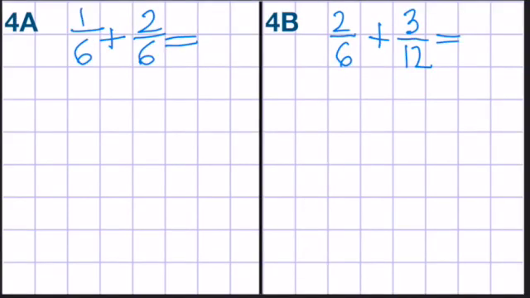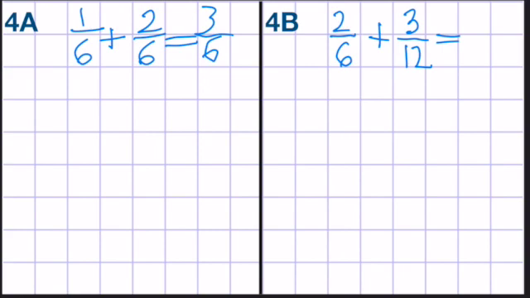4a, 1/6 add 2/6, 4b, 2/6 add 3/12. So with 1/6 add 2/6, the denominators are the same, so that means I don't need to change them. That's going to stay 6, and 1 add 2 is 3. So the answer there is 3/6.